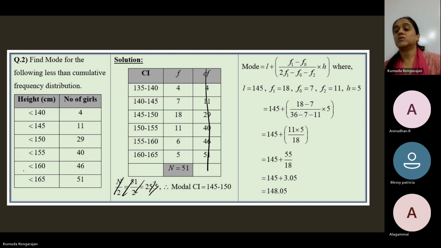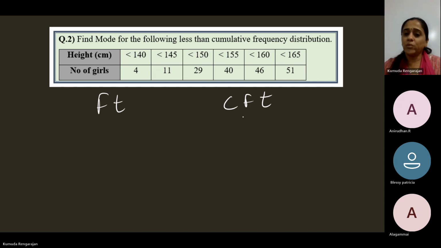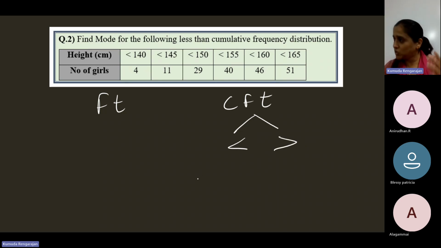Okay, fine. Let me just make it fast. What is the name of this distribution? See, there are only two types of tables or two types of distributions: frequency table or frequency distribution, and cumulative frequency table or cumulative frequency distribution, that's all. Now in the cumulative frequency distribution, we have two types, less than and more than: the less than cumulative frequency table and the more than cumulative frequency table.